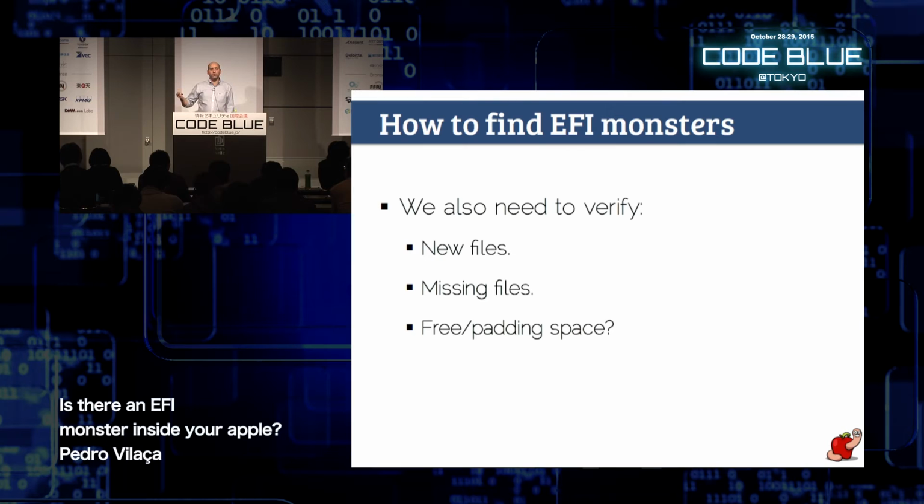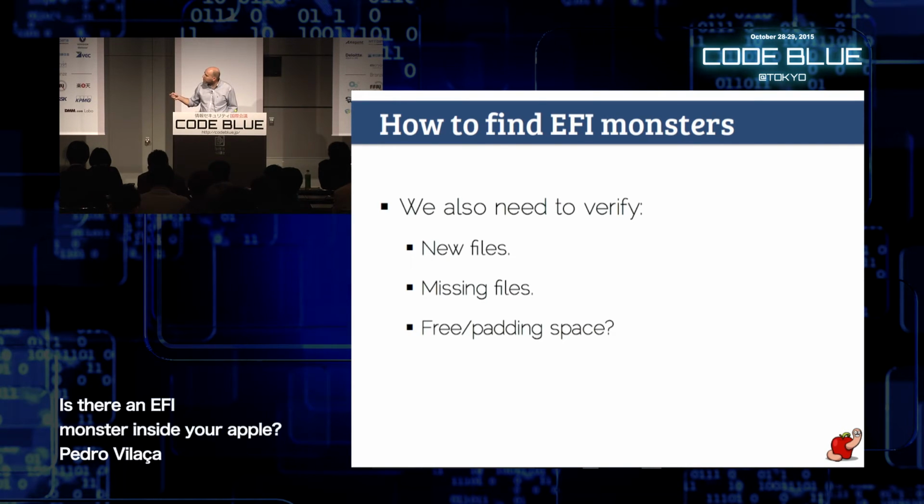Things that you need to do. You need to verify if the contents have been tampered, but you also are interested to see if there are new files, because there are 2 ways to put a rootkit. Either you modify something, or you install a new file. You'll also be interested, for example, to see if there are any missing files. Imagine some EFI binary that creates a protection, and you extract the protection, and you get a backdoor.